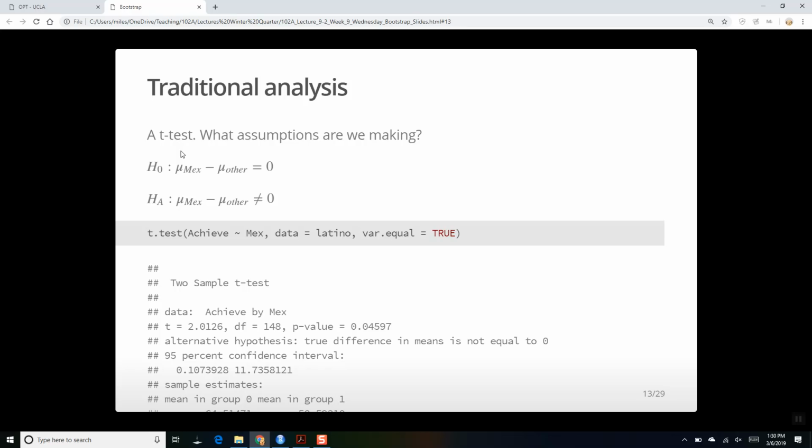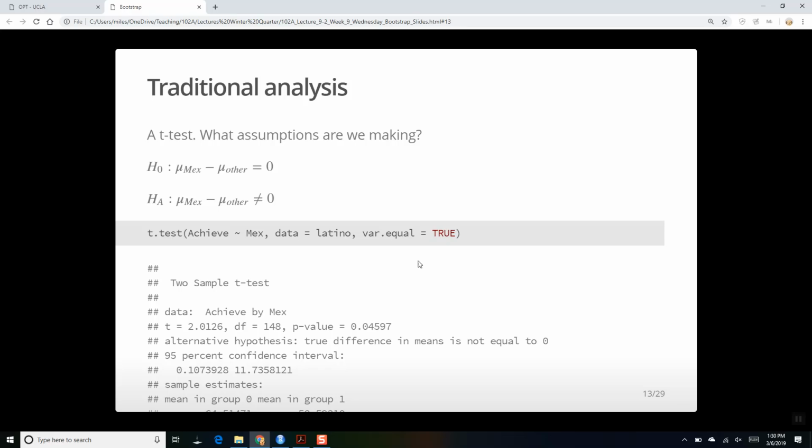Assumptions for a t-test. Okay, what assumptions are we making about the shape of this sampling distribution? That it's normal or Gaussian, okay. And for the null hypothesis, we're assuming that both populations have the same mean, and what else? Probably that their variances are also equal, okay?